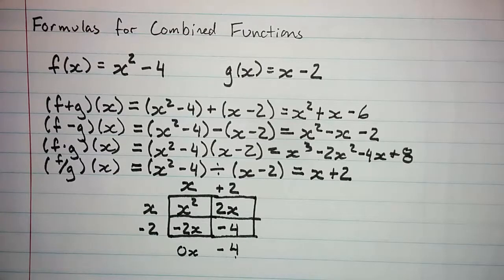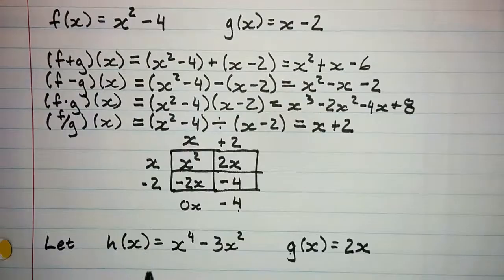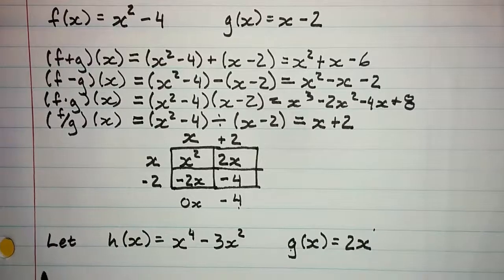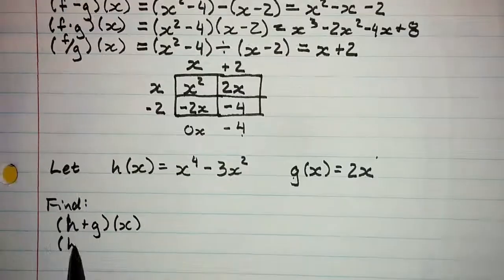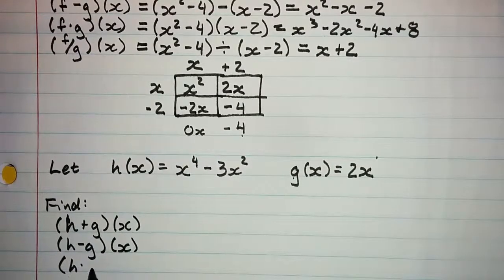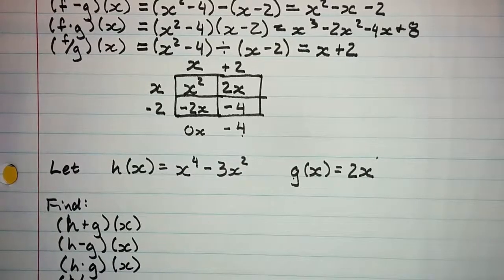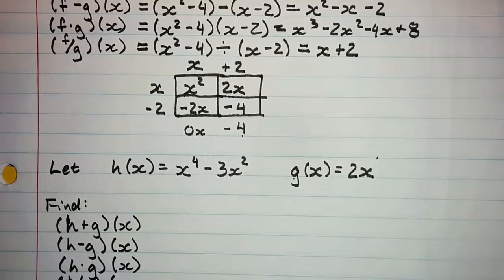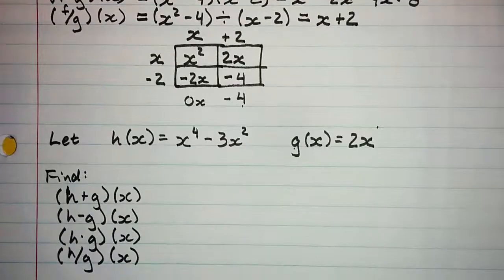So I'm going to give you a couple of these to try. Let h of x equal x to the 4th minus 3x squared, and g of x be 2x. Find h plus g of x, h minus g of x, h times g of x, and h divided by g of x. Pause the video and try this now.